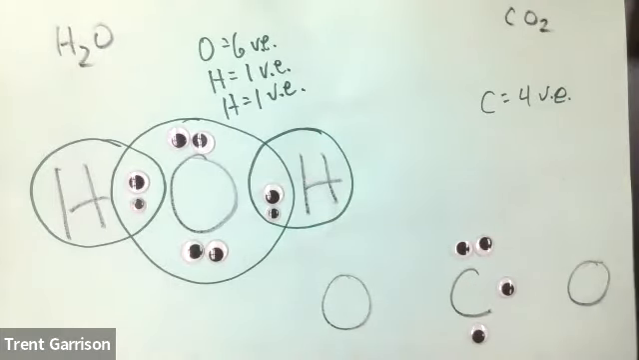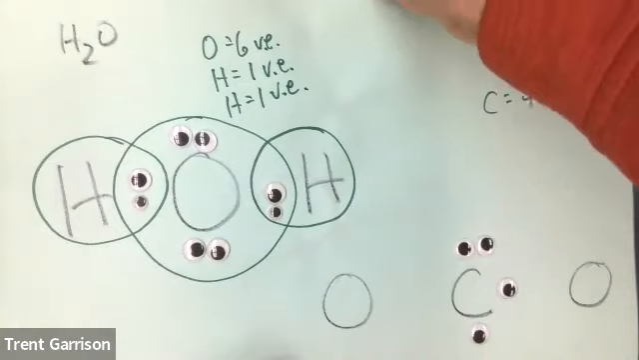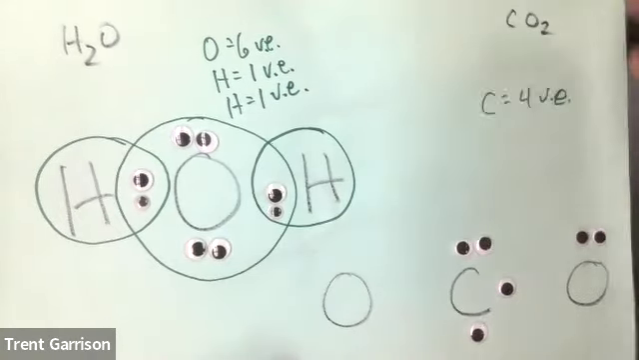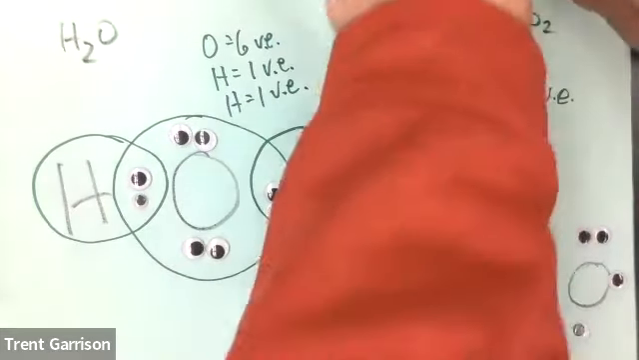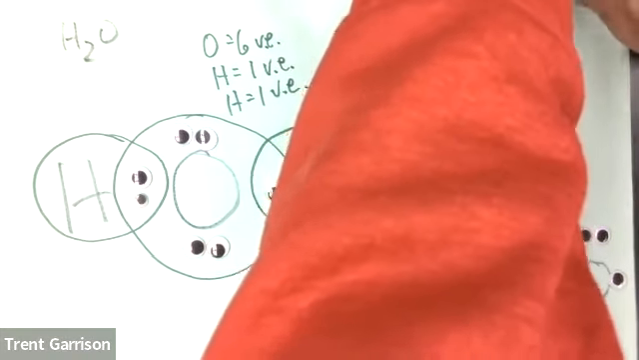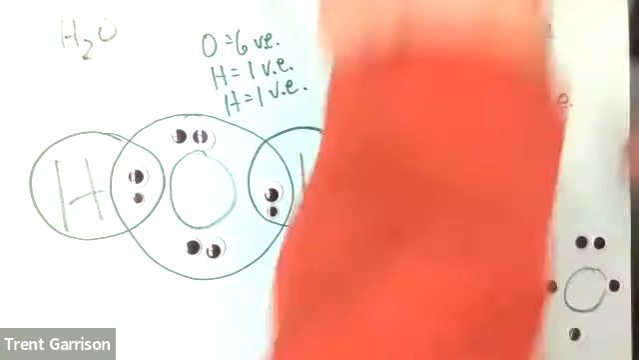And you're saying, but these are the positions they're supposed to be in. How can they just move? Because they are going to share nicely so that everyone gets a stable octet. They don't care where they come from. They just want to make sure that everyone gets happy and satisfied. It's a nice world to live in, an atom that is sharing.